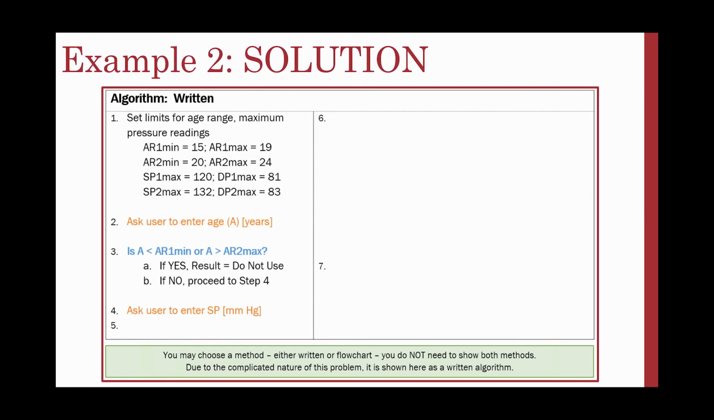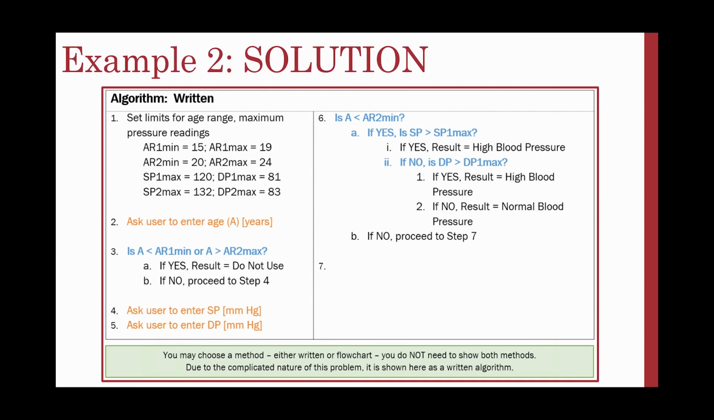If they are within our age range, we can then ask the user to enter their systolic blood pressure and then their diastolic blood pressure. And then we have to figure out what range they are in. So we're going to ask if the user's age is less than the minimum for the second age range. If that's yes, that means they are in the first age range, and we can then ask, is their systolic greater than the max? If their systolic is greater than the max, we're going to report the result that they have high blood pressure. If not, we're then going to look at the diastolic, which if it is high, we're going to say they have high blood pressure. And again, if it's no, we're going to say they have normal blood pressure.